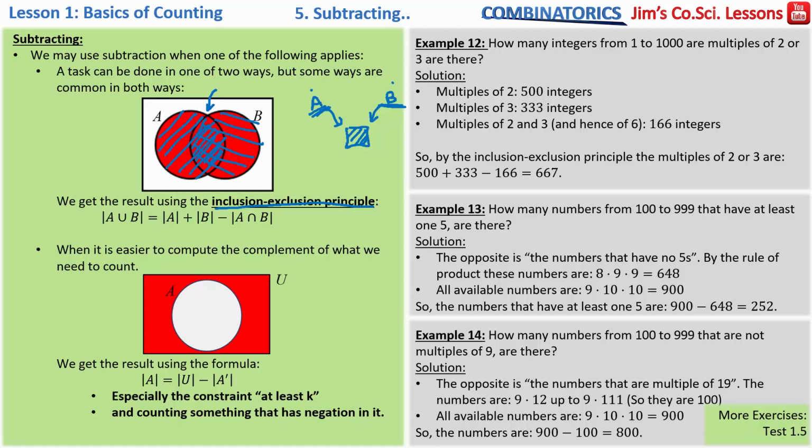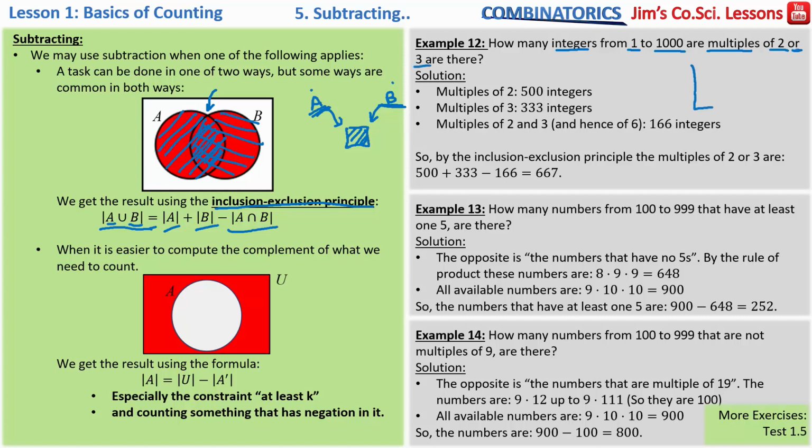The inclusion-exclusion principle says that the cardinality of the union of these two sets equals the cardinality of set A plus the cardinality of set B minus the cardinality of their intersection. Let's see this with an example. How many integers from 1 to 1000 are multiples of 2 or 3?